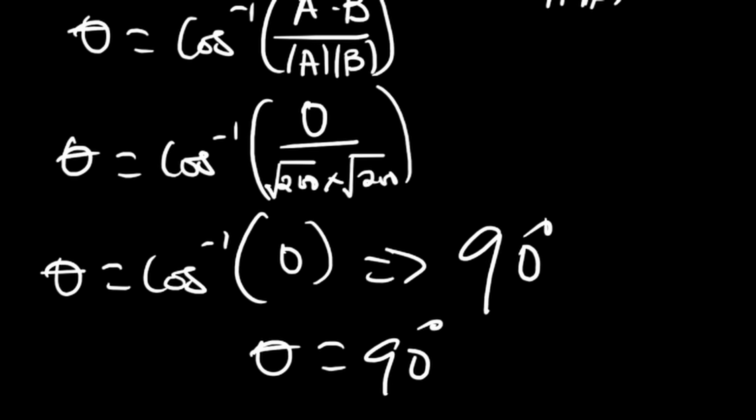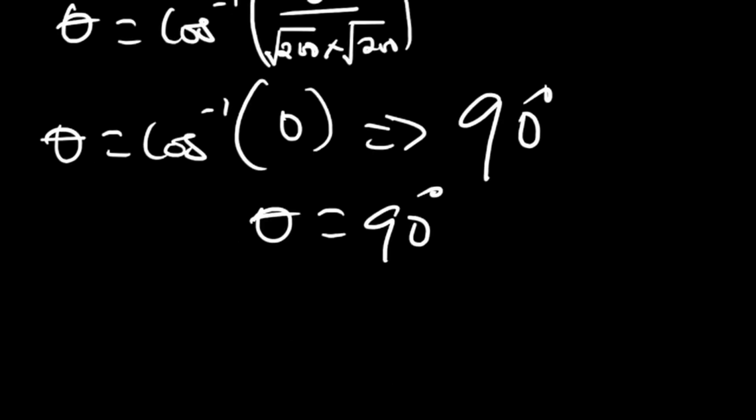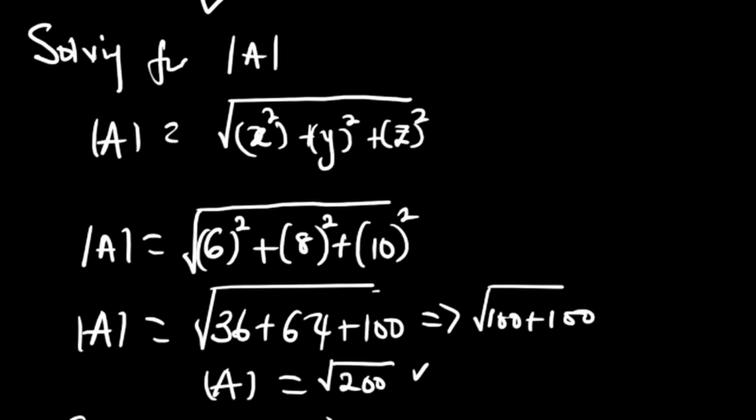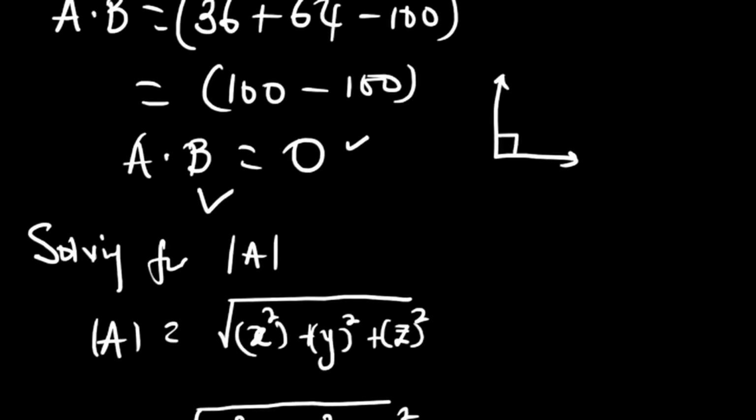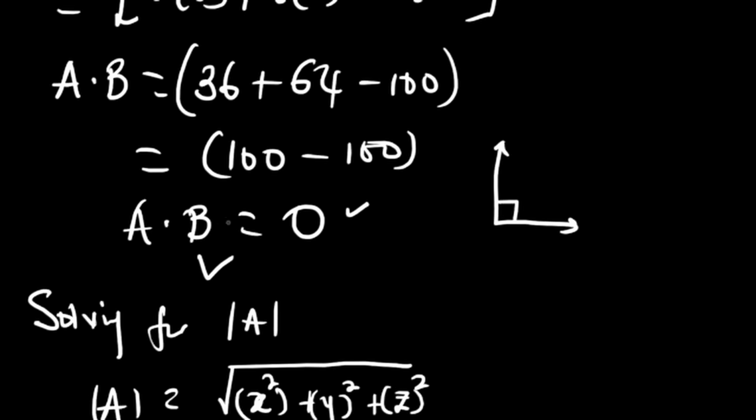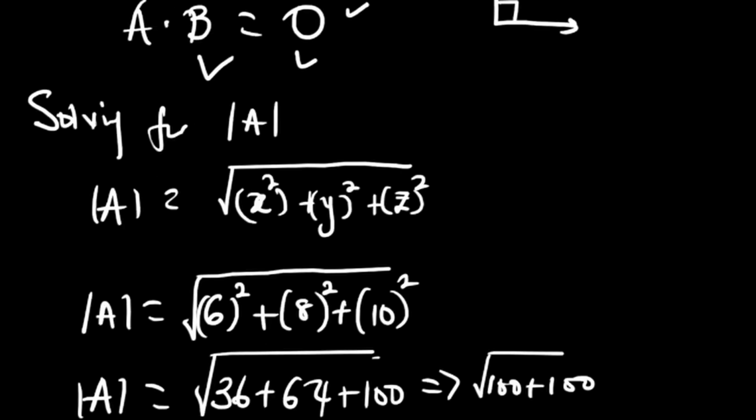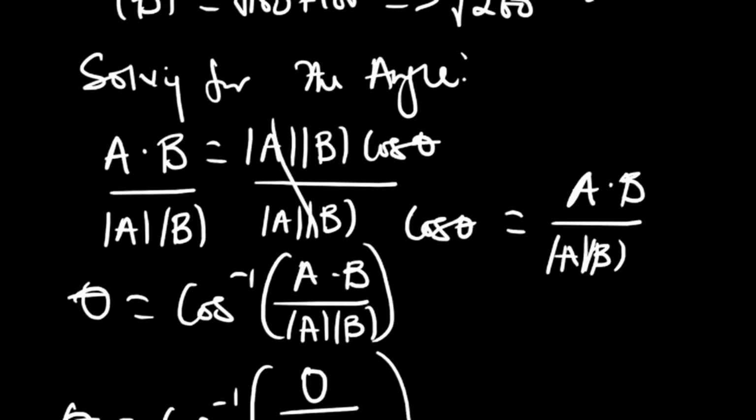And this implies that the angle between these two vectors is 90 degrees. Okay, remember when I told you that whenever you're solving for the angle between two vectors and you determine the dot product to be equal to 0, that means that the angle is going to be 90 degrees. So this is the solution to this very question.